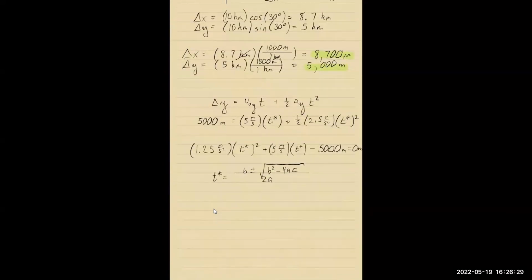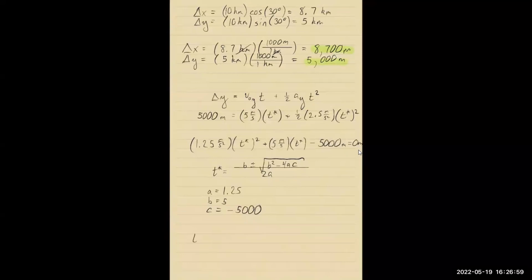So in our case, our value for a is 1.25. Our value for b is 5. And our value for c is minus 5,000, which is a little bigger than the other ones. Very good. So when we plug all this into t star, or this quadratic formula, this will tell us what values of t satisfy this equation here.